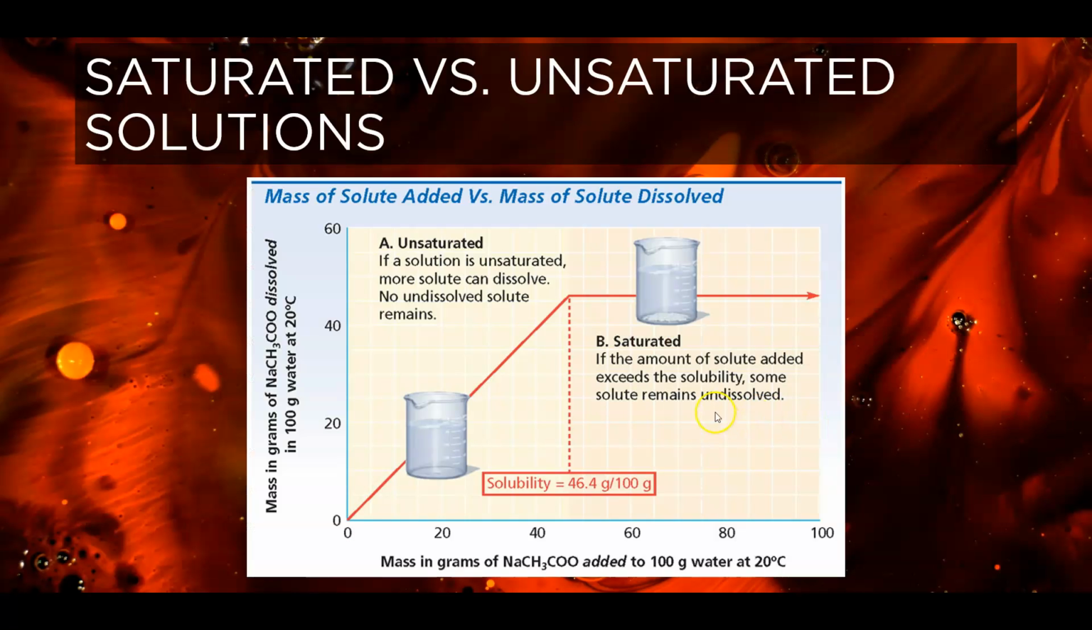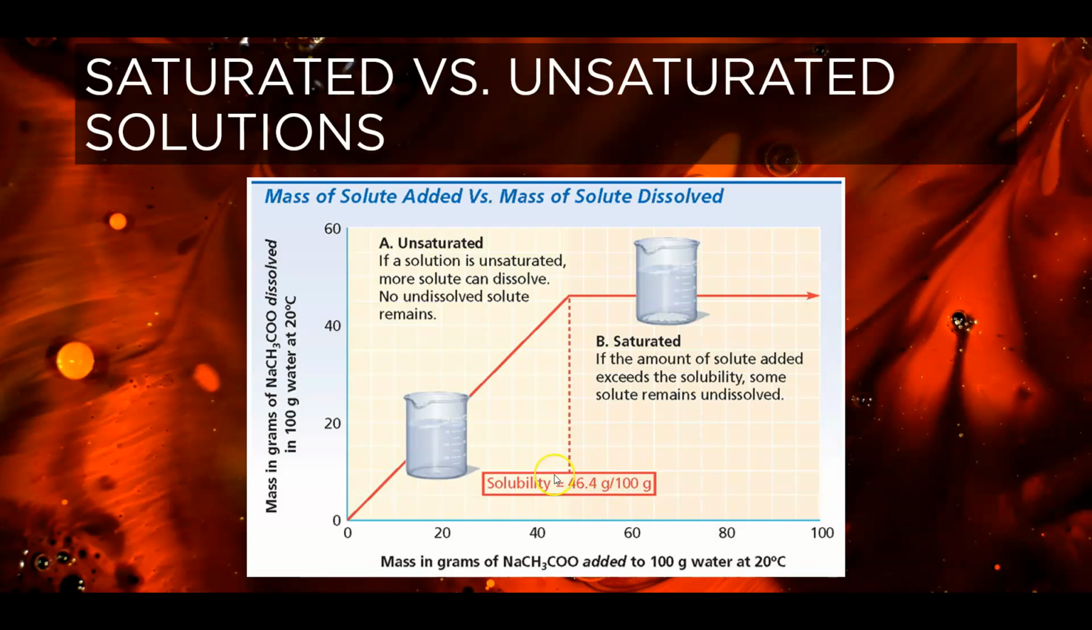And you can see how that works on the graph. If I have a mass of NaCH3COO added to water, the more I add, the more will be dissolved. And once I hit this point at about, it looks like 40, maybe 45, 40, a little less than 45, I hit this point where, oh, it says right here, solubility is 46.4 grams per 100 grams.